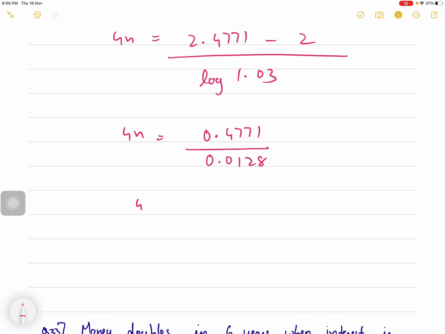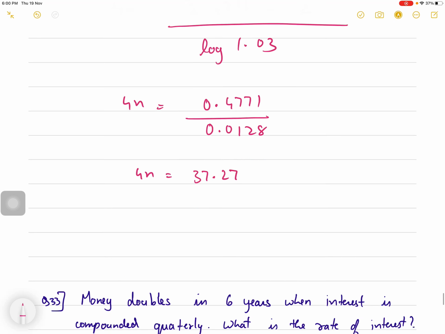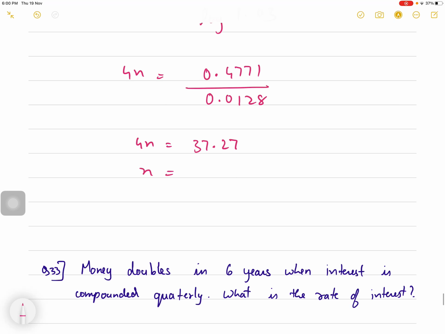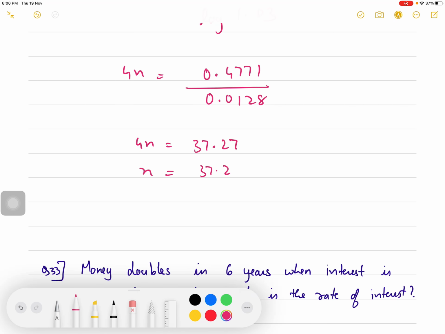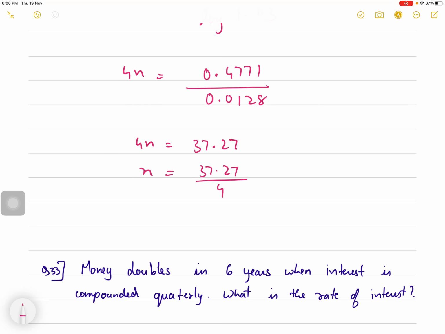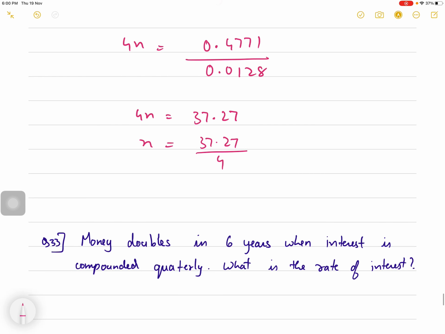When you divide this, 4n is equal to, it comes to 37.27. N is equal to 37.27 divided by 4. So this comes to 9.32 years.